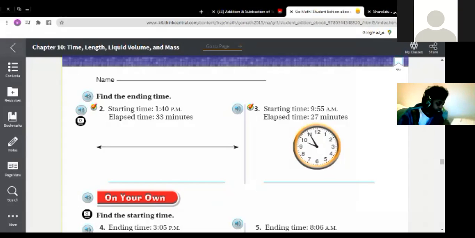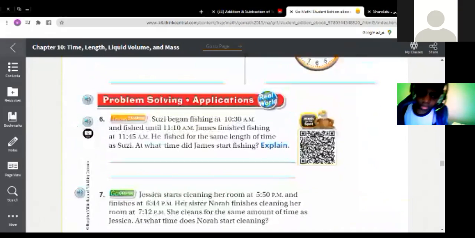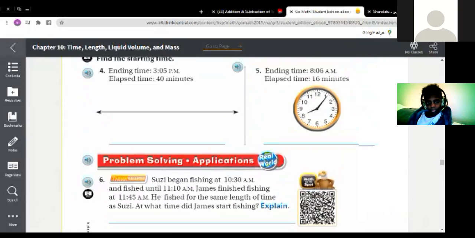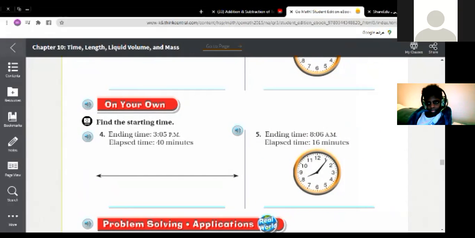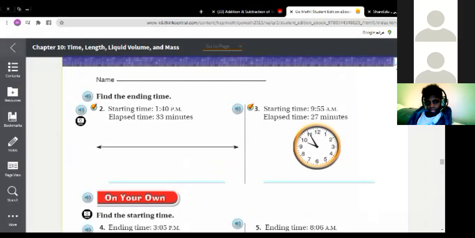Yes. Find the ending time. This is page number 581. Open it, please, in your book. 581. Ali, open it. Yazan Natash, open it. Saleh, open it. Ibrahim, you open it. I'm getting my book. You have to bring your book before the next class, please.